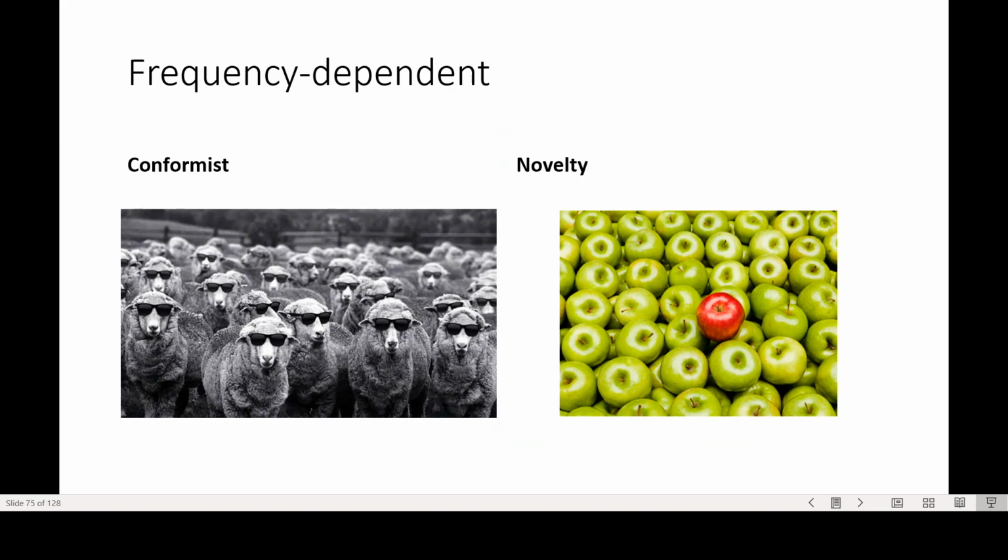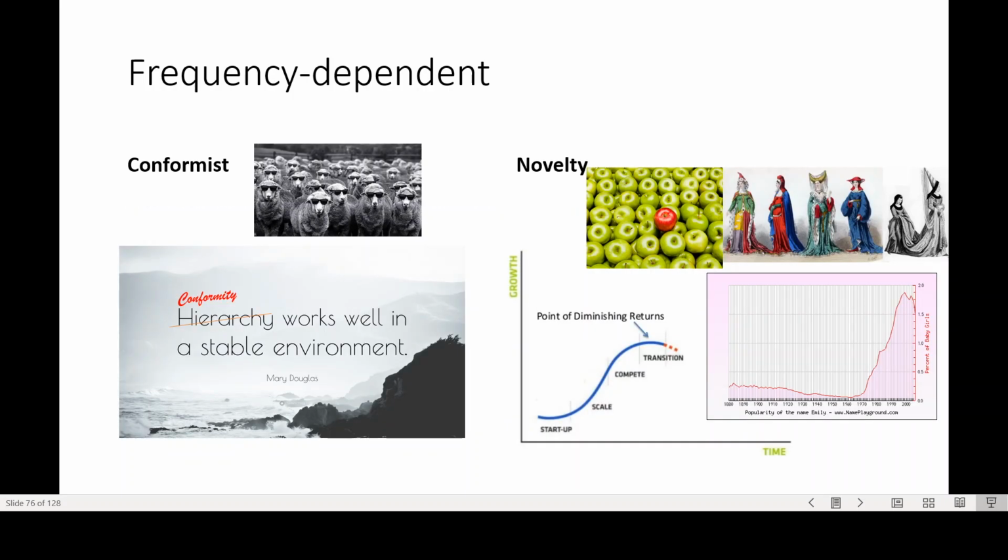So a second type of biases is related to frequency, whether we pay more attention to what is around us, like conformist bias, so copying the most relevant or most frequently displayed information, or paying attention to what is distinct, so novelty. Conformist biases tend to work relatively well in more stable environments, whereas novelty biases are more frequent in more rapidly changing environments, but also characterize all sorts of fashions and fads.